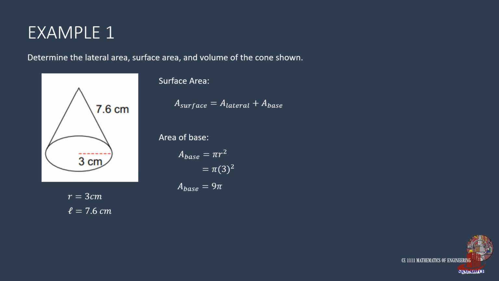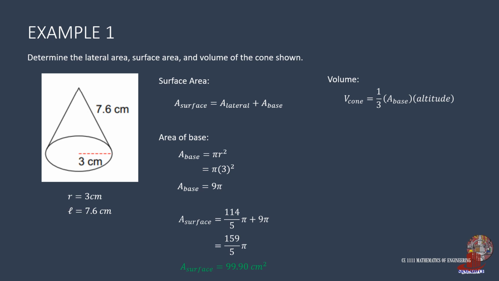The surface area of the cone is then 114 over 5 pi plus 9 pi, which is solved as 159 over 5 pi, or 99.9 square cm. Last is the volume, which is solved through a third of the area of the base times the altitude.